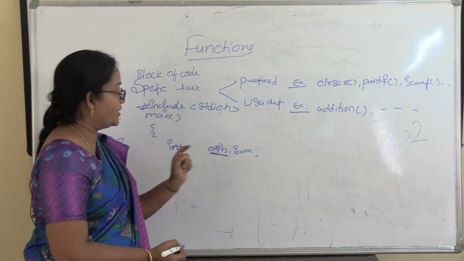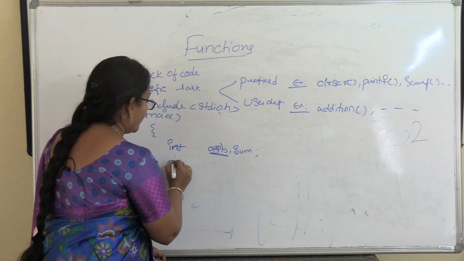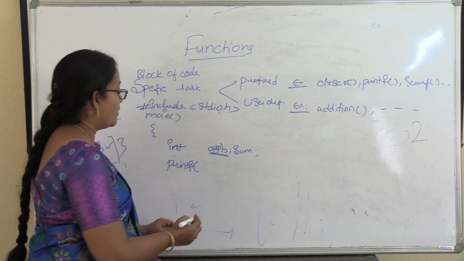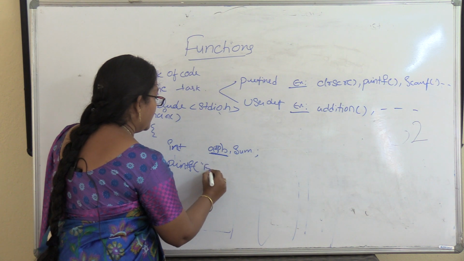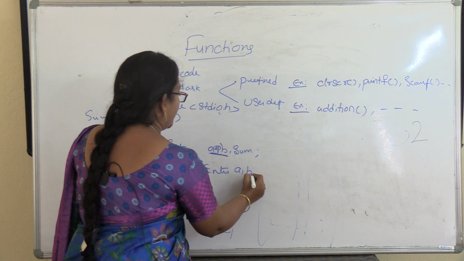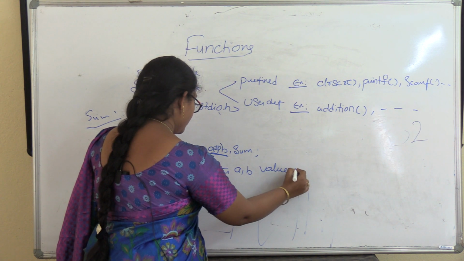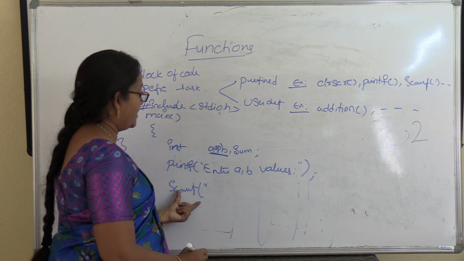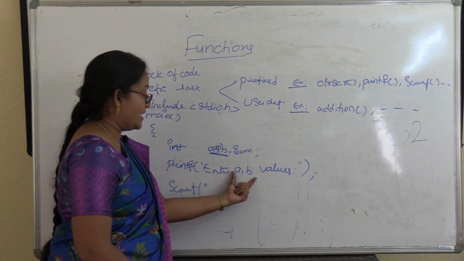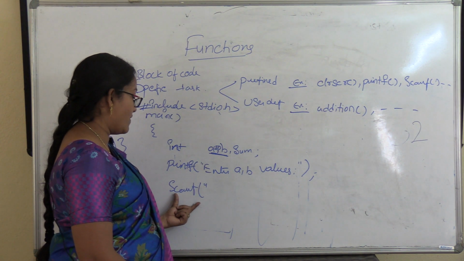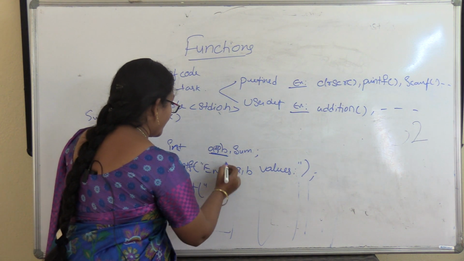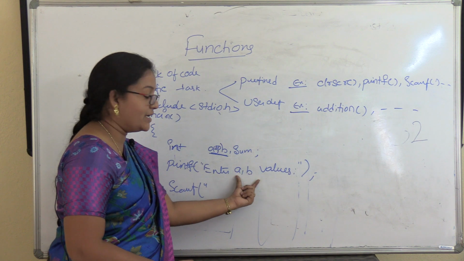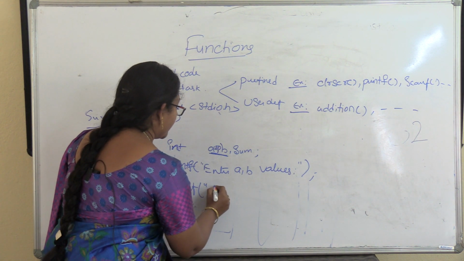If we want to take them the dynamic way, then we have to take the a and b values using a printf statement. printf, enter a, b values. Then scanf: we have to read the values we are asking for in the printf statement. We are taking the variables a and b here, so we have to read those variables in the scanf statement.